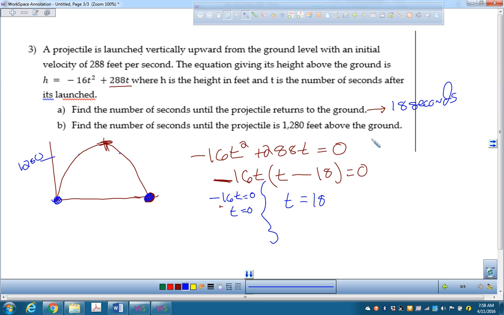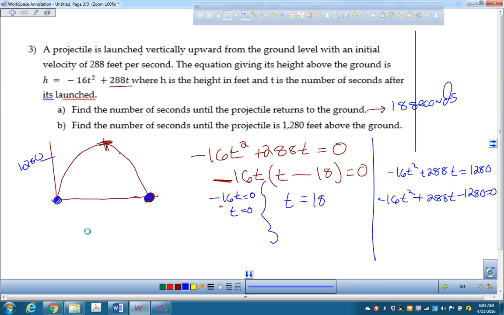So what you do for part B is you say negative 16t squared plus 288t equals 1280, okay? Then I want to bring everything to the right side. So when I do that, I get negative 16t squared plus 288t minus 1280 equals 0. Okay?